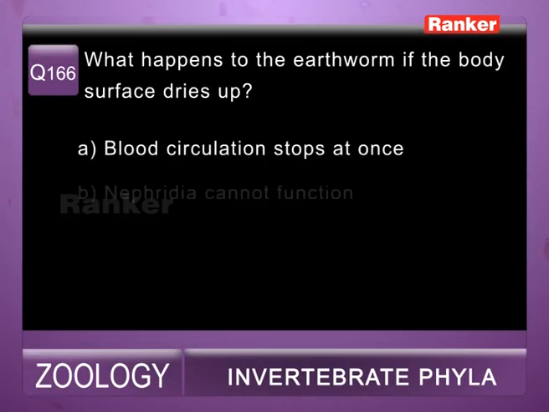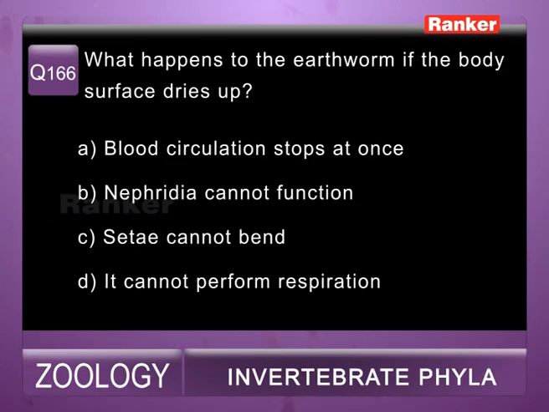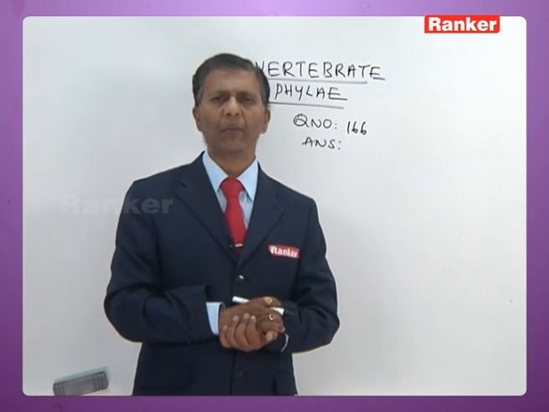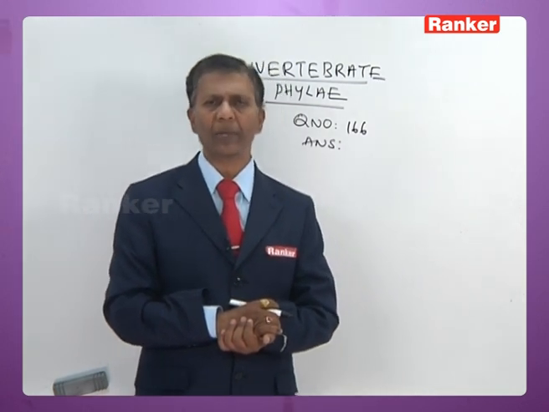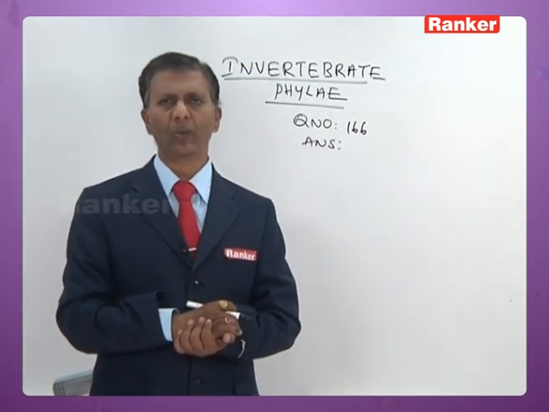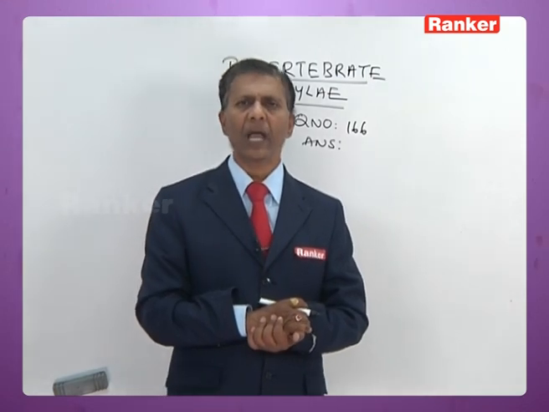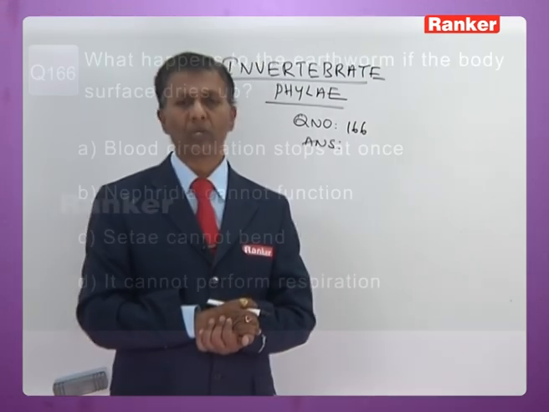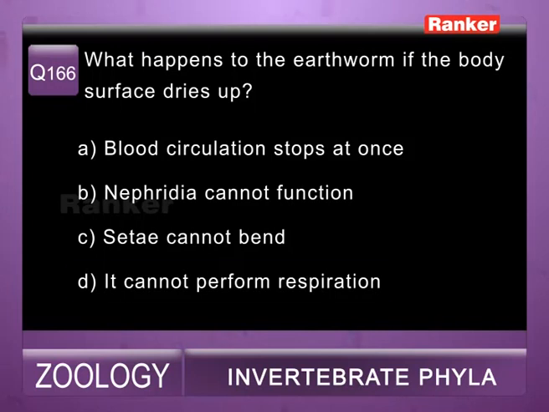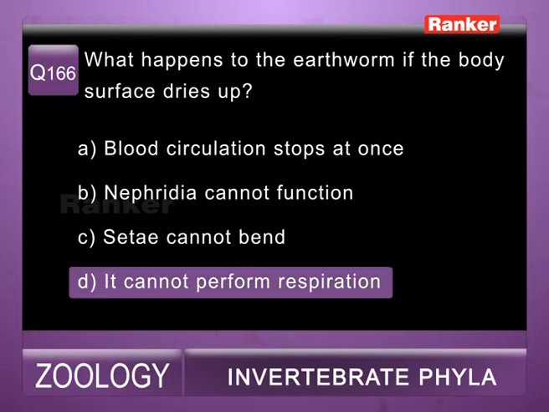Now 166th question: what happens to earthworm if the body surface dries up? A, blood circulation stops at once, B, nephridia cannot function, C, setae cannot bend, D, it cannot perform respiration. If the body wall, that is cuticle, dries up, earthworm is subjected to asphyxiation or suffocation and dies of suffocation. So the 166th question, correct answer is D, it cannot perform respiration.